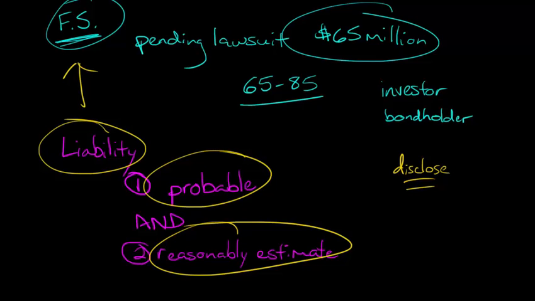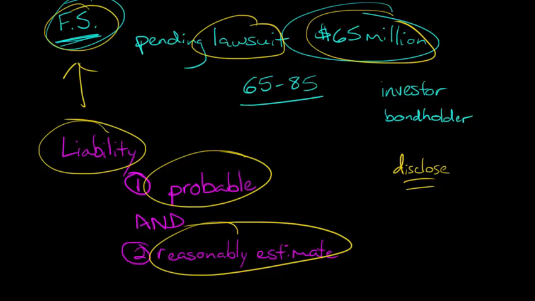Whatever the attorney, you consult them about this lawsuit, and they say, okay, yeah, it's probable that we're going to lose this lawsuit, and we think that given we lose it, we're going to have to pay $65 million. Then in the financial statements, you're going to recognize the liability for this lawsuit, even though it hasn't happened yet, because it's probable and it's reasonably estimable.